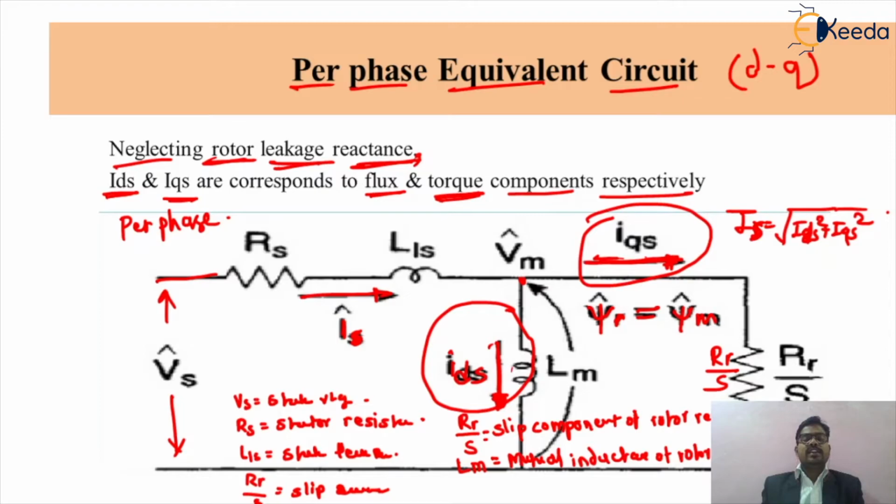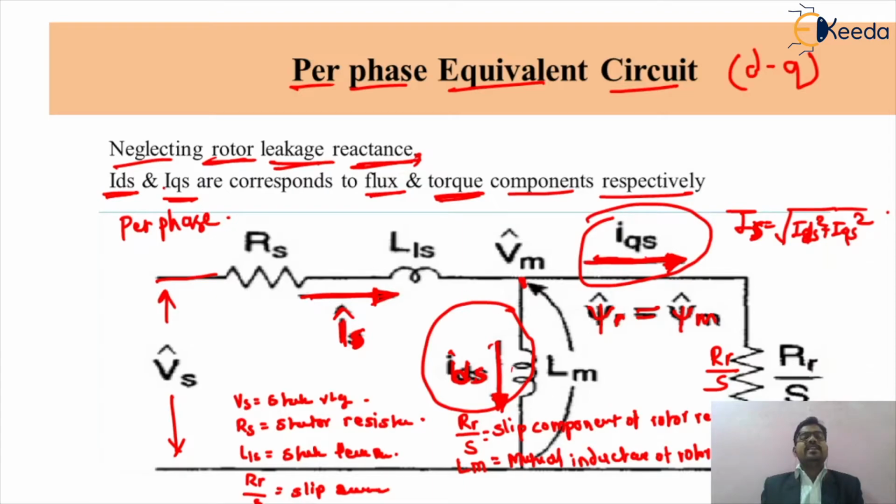So friends, these are the various two-phase equivalent circuits of your induction motor, in which IDS will be responsible for the production of flux, and IQS, that is the quadrature axis current, will be responsible for the production of torque. As we know, this will be the value of the stator current, which is called IS. Now it will be divided into two components. The first component is called IQS, which is shown here, and the second component, IDS, is shown here.